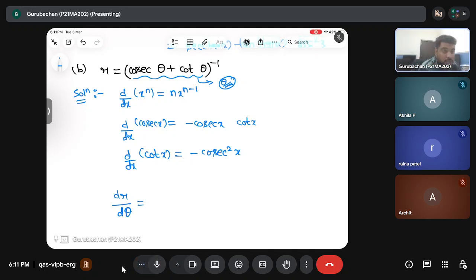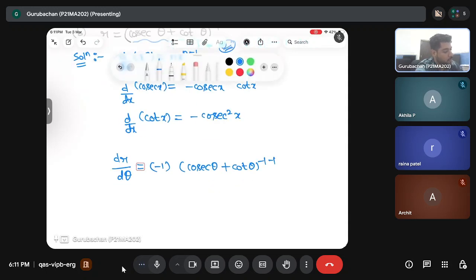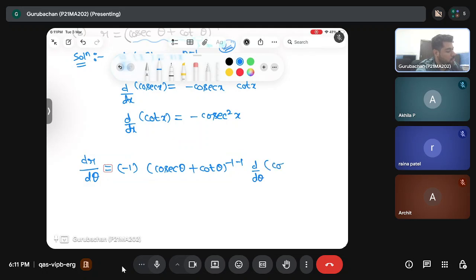Sorry for the interruption. So we were talking about how to do the derivative of this. We will treat it as theta. And what is the differentiation of theta to the power minus 1? It will be minus 1, and in place of theta, we know that it is cosec theta plus cot theta, to the power minus 1 minus 1. Next, since we treat it as theta, we have to differentiate it also with respect to its independent variable, that is this one.